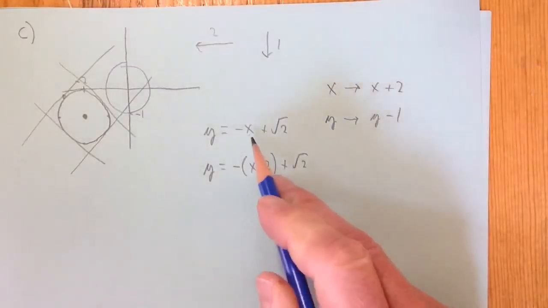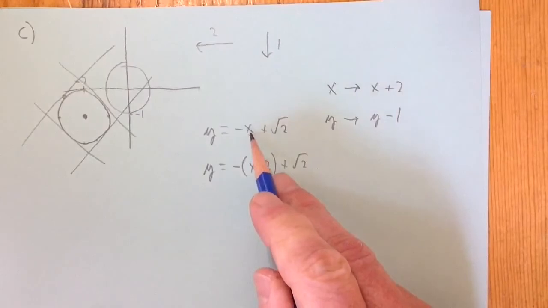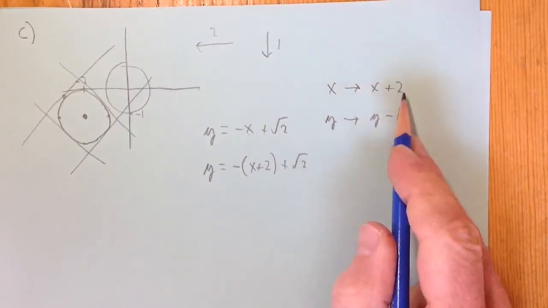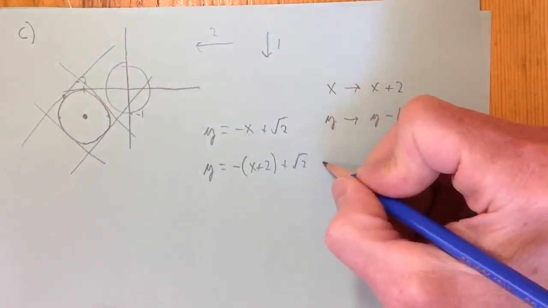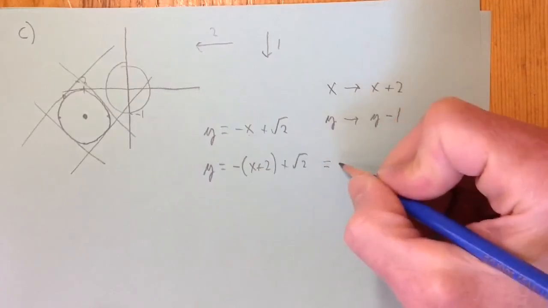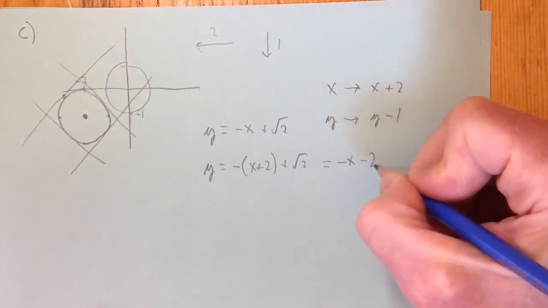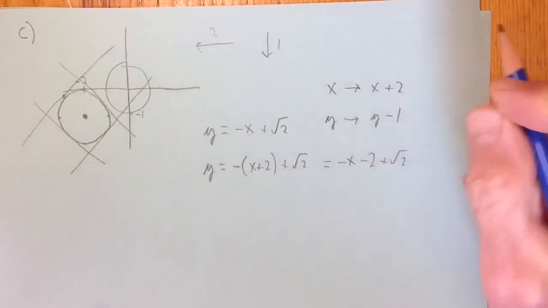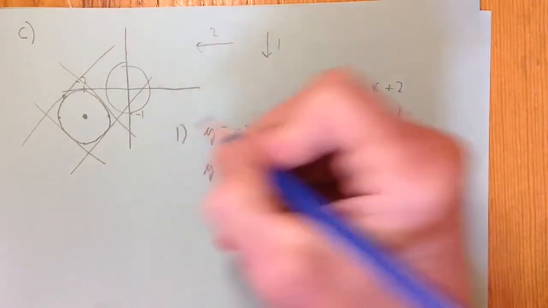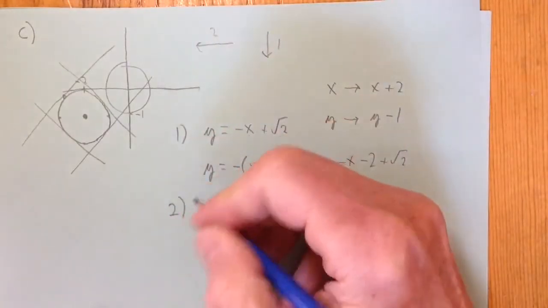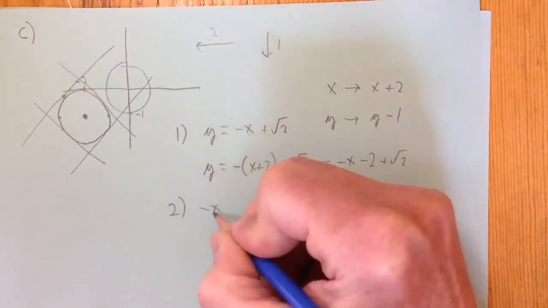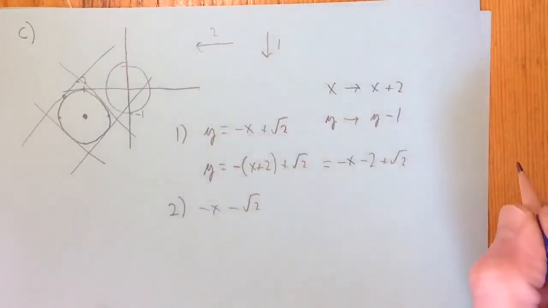Now this is the tricky part. We add it directly to the x, replace the x with x plus 2, which, writing that simpler, is -x minus 2 plus root 2. That's one of them. Then, the second one they gave us was -x minus root 2.